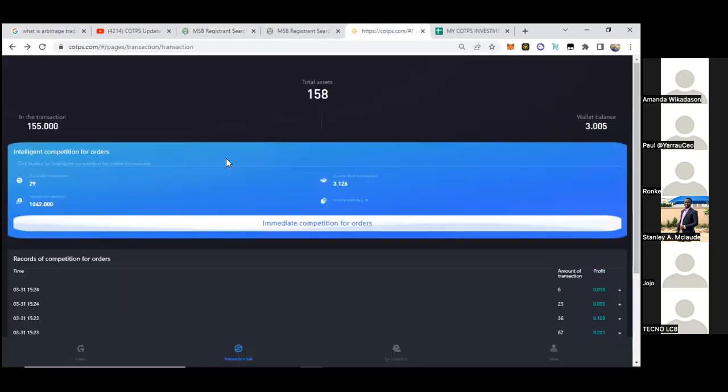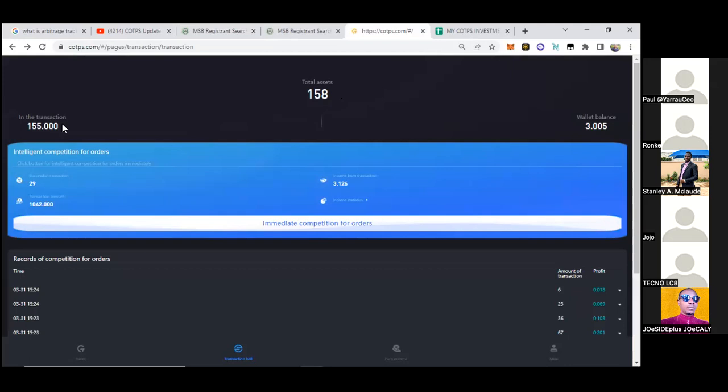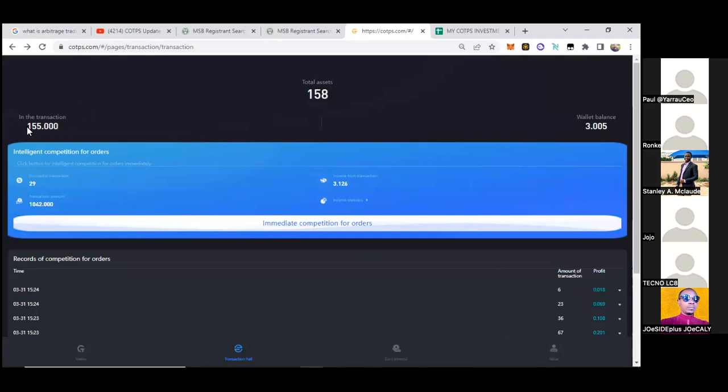So now onto the platform. This is how the platform looks, right? So this is total assets here, and this is your wallet balance. And then over here, these are the funds that are actually out in transaction, right? Now, these funds were sent out, I think, when this call just started, right, Solomon? So when this call just started, the funds were sent out. So within the next 30 minutes, the funds, the 155 that is in transaction, would be returned to the wallet balance here.